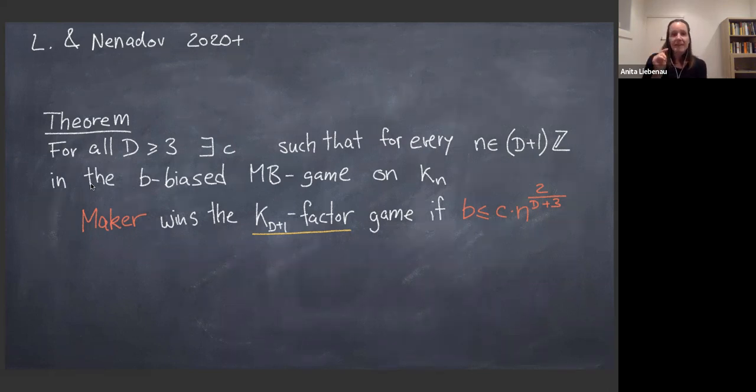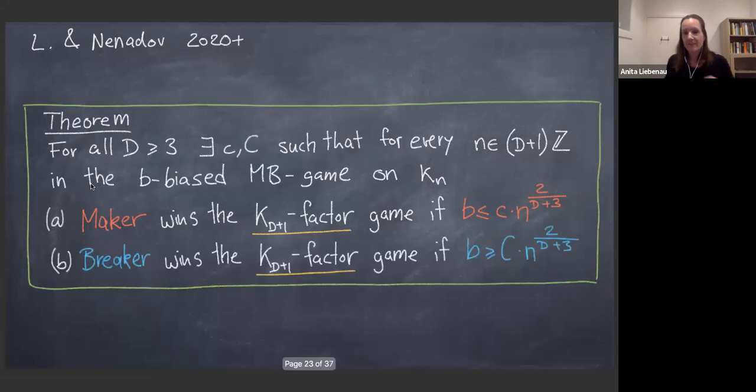Okay. And this, our result really only works for d at least 3. Now for d equals 3, this exponent is exactly the same as the 1 over d in the earlier result, but for d at least 4 and larger, this exponent is strictly larger than the 1 over d. So it's larger than what they had for the triangle factor and the K4 factor. And then we also proved that that's the end of it. So Breaker can win the clique factor game when b is at least a large constant times the same order of magnitude.